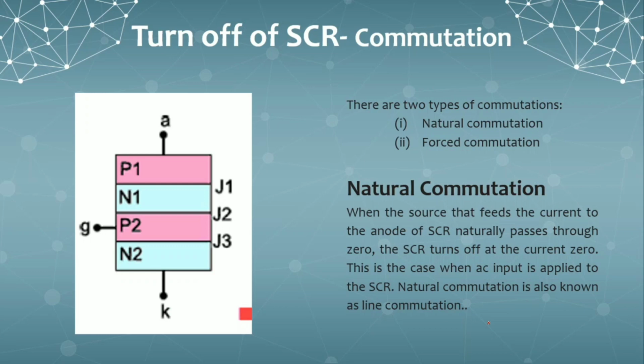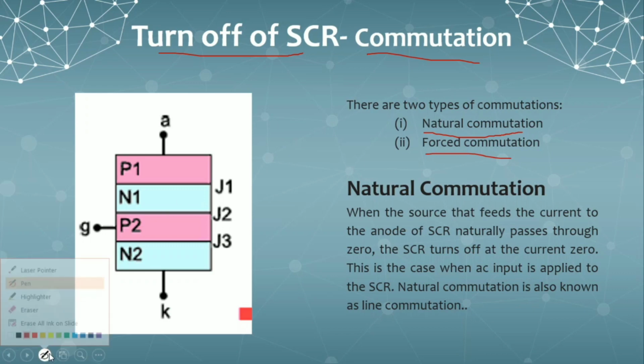Next is turning off of SCR, that is commutation. Commutation is the process of turning off the SCR. There are several types of commutation techniques. There are two major types we can classify. The first one is natural commutation, next is forced commutation. In forced commutation, you can have different techniques, and according to the designer or the manufacturer, you can turn off the SCR using different circuits also.